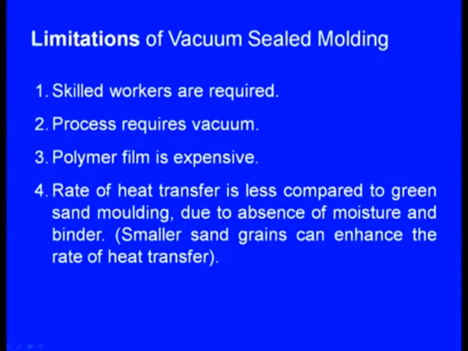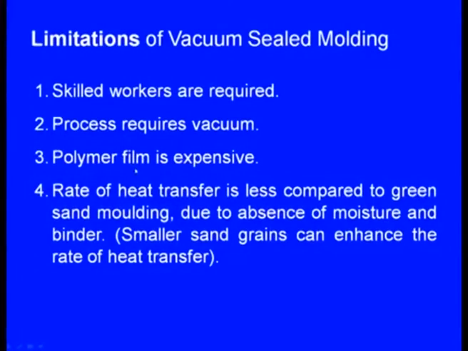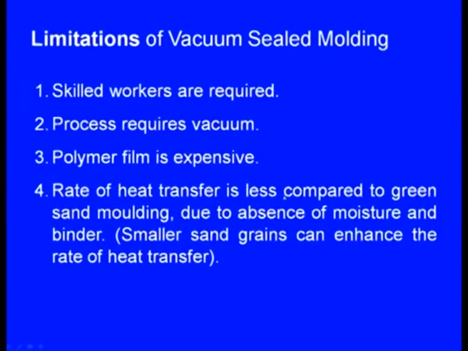Again, we use the polymer film to conceal the molding box, to conceal the molding sand, at both the top and the bottom we use the vacuum polymer film. That is how the process becomes expensive. Next one, rate of heat transfer is less compared to green sand molding. Why? In the case of the green sand molding, there will be moisture, because of the moisture the heat transfer would be maximum, but here there is no moisture in the molding sand. That is how heat transfer will be less compared to the green sand molding.